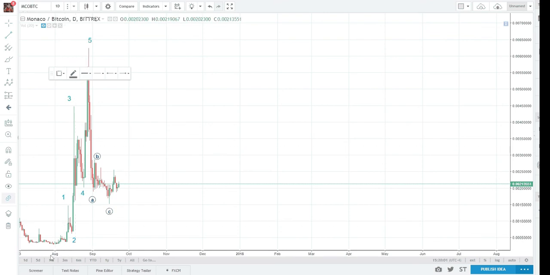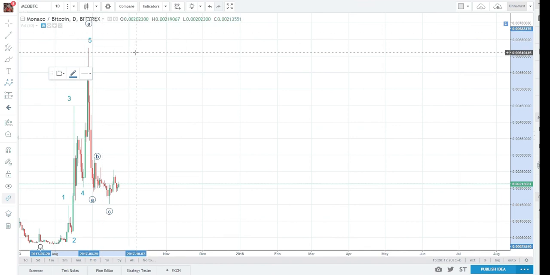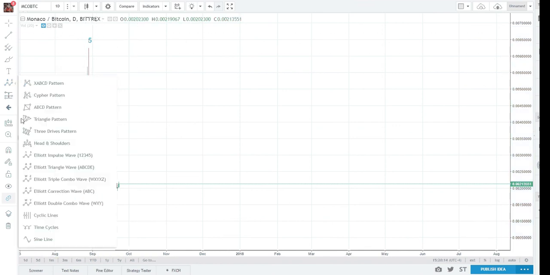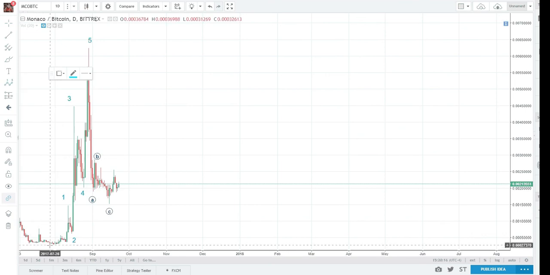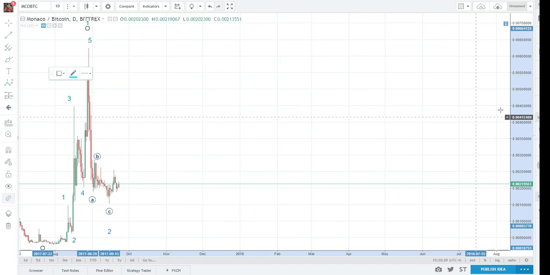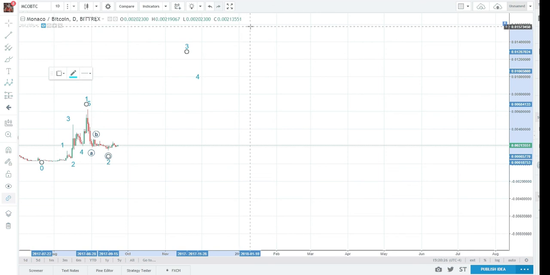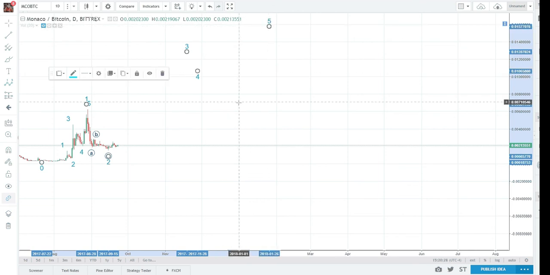And these 5 waves become subwaves of a greater level. Degree 1. No, not that, not that. 2, 3, 4, 5.